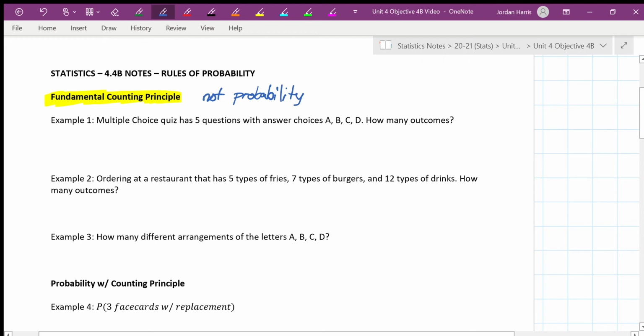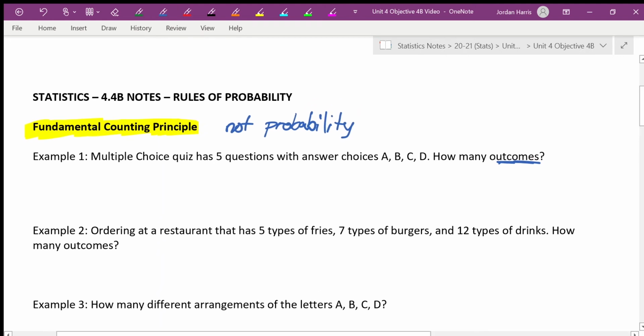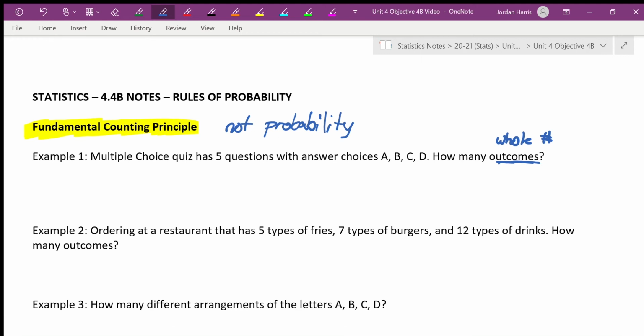This is not probability, but this is a principle that helps us count outcomes through multiplication, which makes things easier to find probabilities. Okay, so we have a multiple choice quiz, has 5 questions with answer choices A, B, C, D. How many outcomes are there? Okay, so remember, outcomes are whole numbers. Well, probabilities are fractions, decimals, or percents. So make sure you pay attention to the difference there. So whole numbers for outcomes.